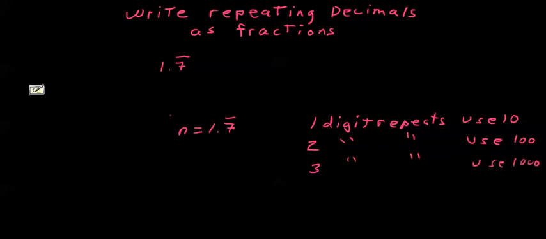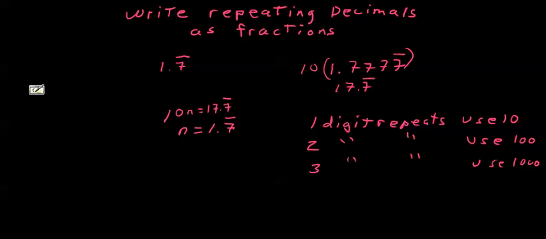So since I use 10, I multiply both sides of the equation by 10. 10n equals 17.7 repeating. All right, 1.7 repeating is 1.7777 forever, hence the bar. So 10 times that means you move the decimal over one place and you get 17.777 repeating. So that's what I have here.